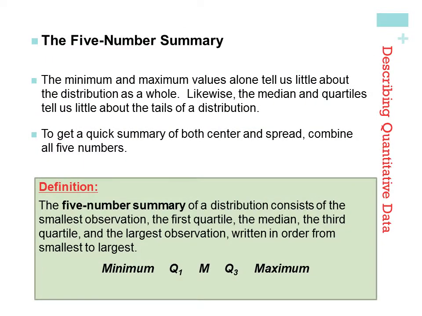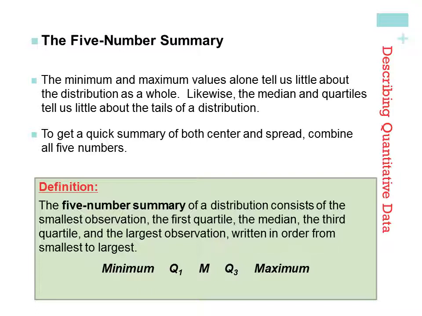What is the 5-number summary? You're going to often hear, please include the 5-number summary. It basically gives us the basic information of our data. It gives us the minimum and the maximum values. They tell us a little about the distribution, but the median and the quartiles tell us more about the tails of the distribution. Is it really far spread out? Is it not so spread out?